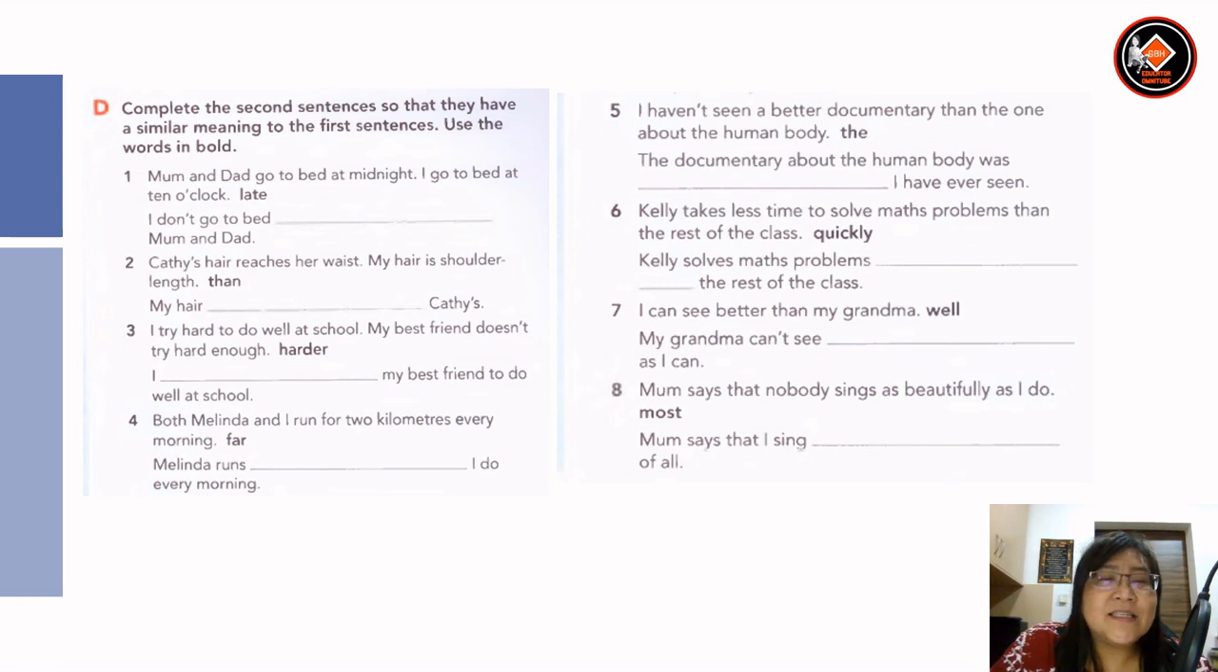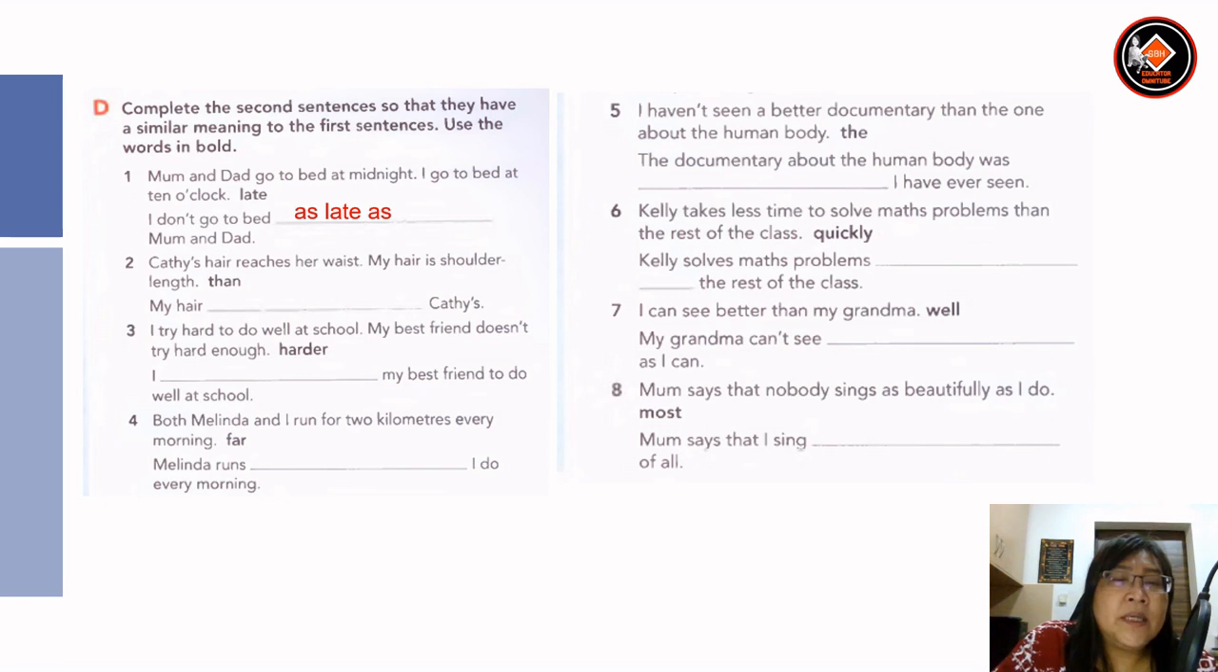Dear students, let's continue with exercise D. Complete the second sentences so that they have a similar meaning to the first sentences. Use the words in bold. Number 1, Mom and Dad go to bed at midnight. I go to bed at 10 o'clock. So the word is late. I don't go to bed. Answer is as late as Mom and Dad.